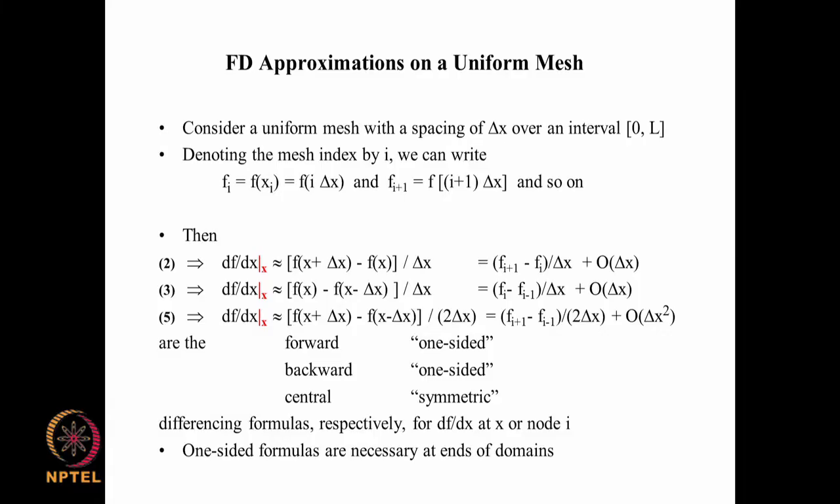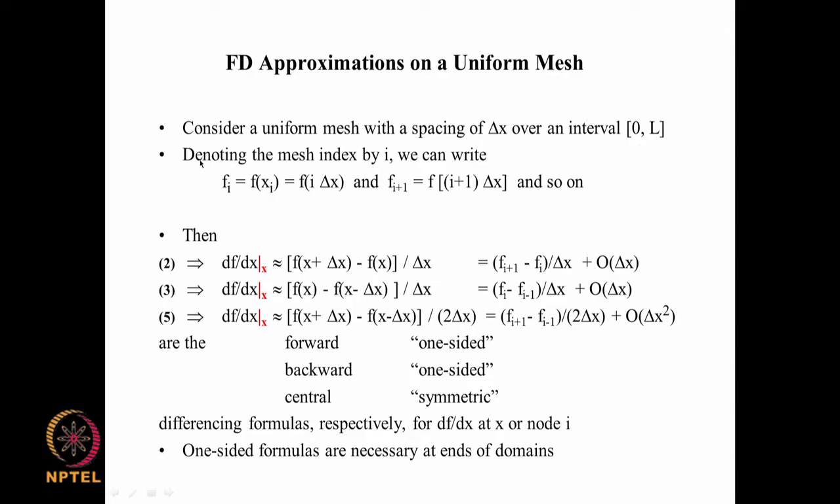Okay, we have seen the basic idea of finite difference approximation. Now let us introduce some nomenclature and let us try to make faster progress. So we are looking at finite difference approximations on a uniform mesh. Consider a uniform mesh with a spacing of delta x over a space interval between 0 and capital L.